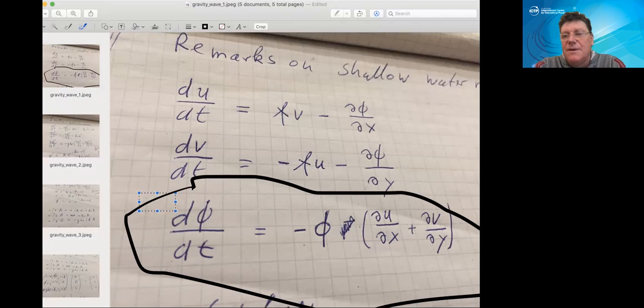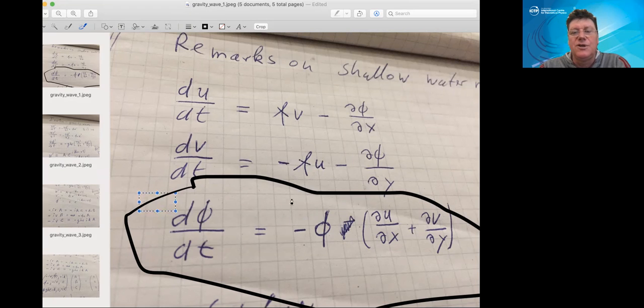Where does it come from? You can derive this by integrating vertically the condition that the three-dimensional divergence is zero. You can write this as dw by dz is equal to minus the horizontal divergence. You integrate that vertically from the bottom to the top of the fluid. And what you get, using our shallow water assumption again, that our velocities are independent of the height of the fluid, is exactly this equation here. So this phi is, as you know, g times h for our shallow water model.